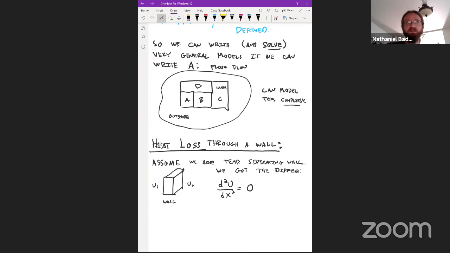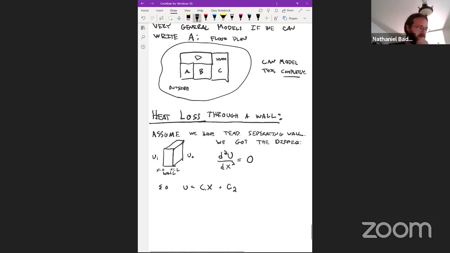So we have d squared u equals 0, and this of course turned out to be u equals c1 x plus c2. Here we're going to have x equals 0 inside and x equals L outside the wall. And so this is our temperature, but we actually want to say something about heat flow. To do that, we need to fix C1 and C2. So we want to say something about the heat flux.